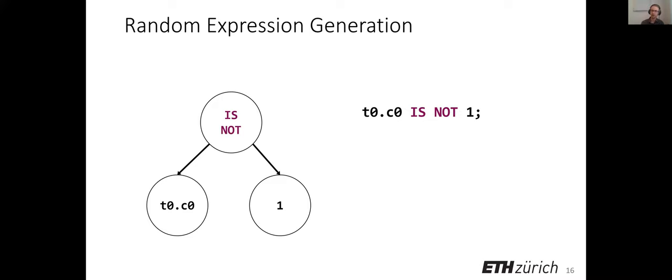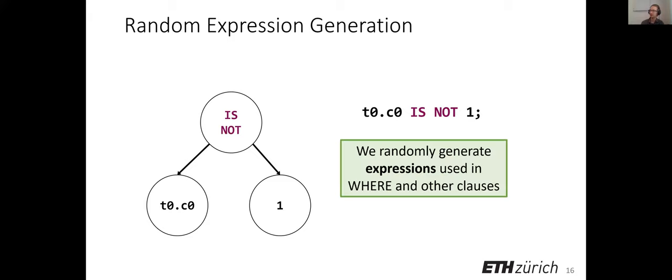And for this, we also have the most naive approach possible. So for example, we randomly select one operator. Here we have the IS NOT operator, and then we just generate the two children that it requires, for which here we have selected a column reference and a literal. So also here, I don't want to go into more detail than this.